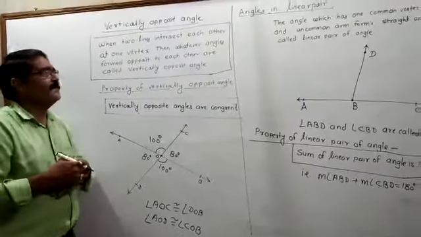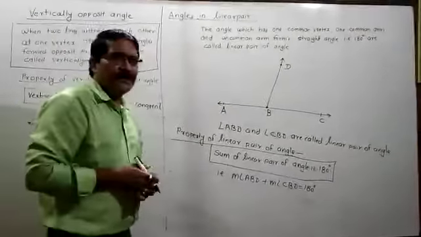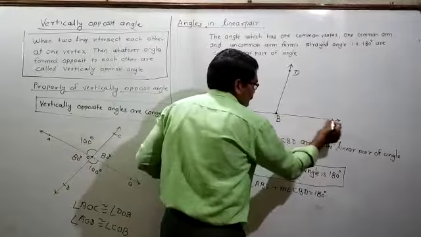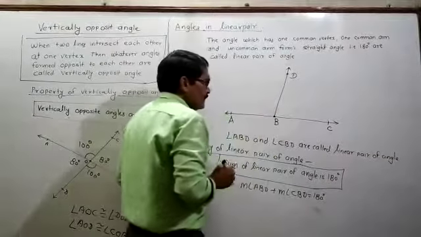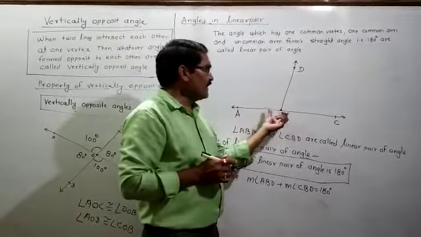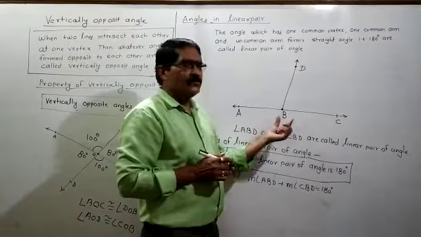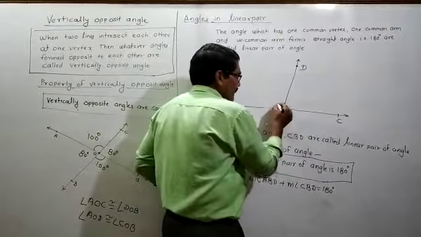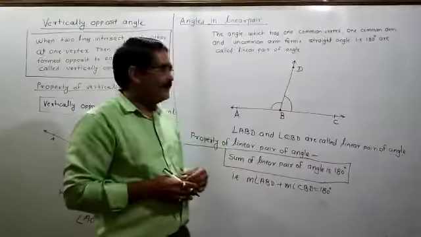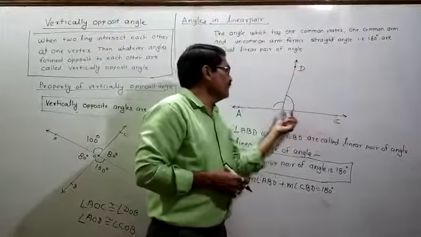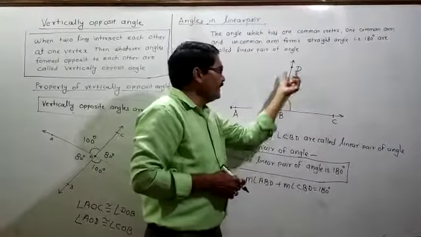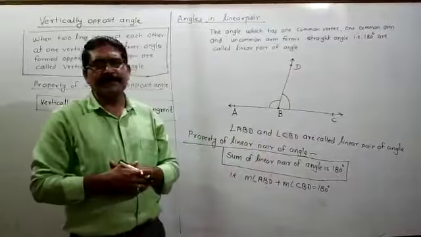Everybody understand? Then you have to come to the next point, the linear pair of angles. If you observe this figure, this is one ray, this is another ray, and this one is another ray. How many rays are there? Three rays are there. These three rays intersect at common point B. So this angle and this angle are called the linear pair of angles: angle ABD and angle CBD are called the linear pair of angles.